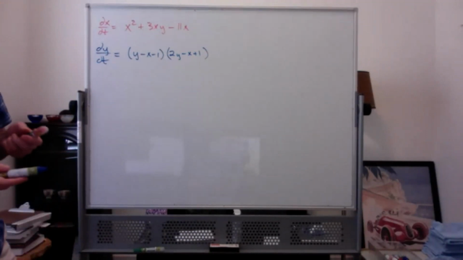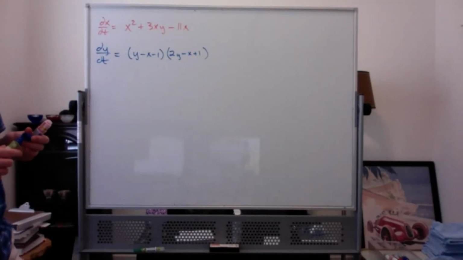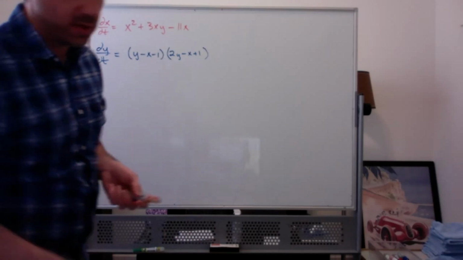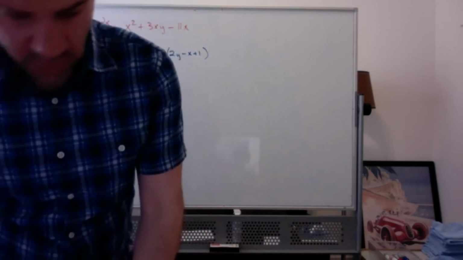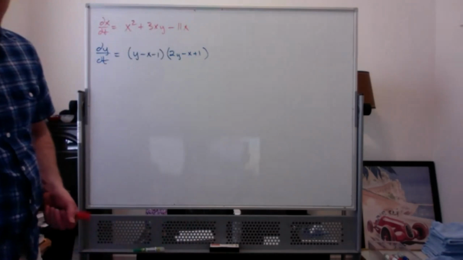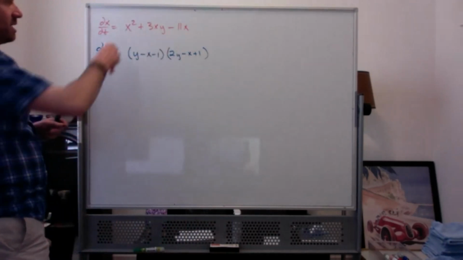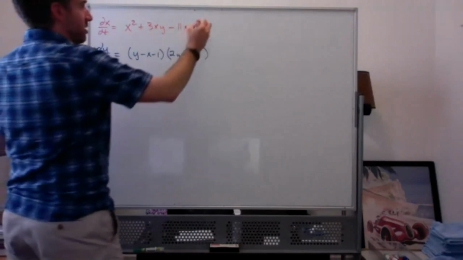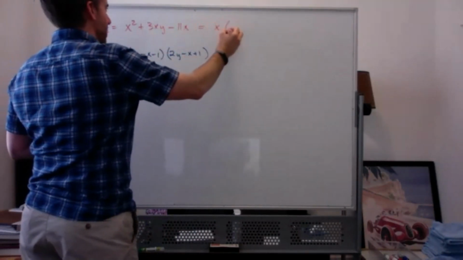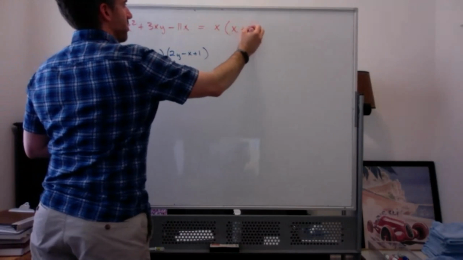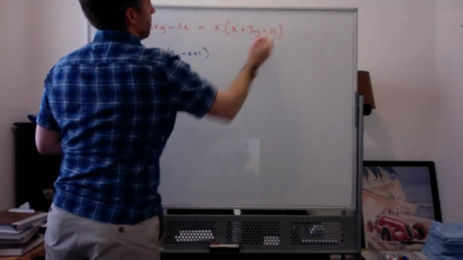Even though we don't have to graph the null lines, I think it's worthwhile. So let's go ahead and graph these null lines. This one I said was easy to factor, and it is. Each of these has an x. So this is looking like x times (x plus 3y minus 11).